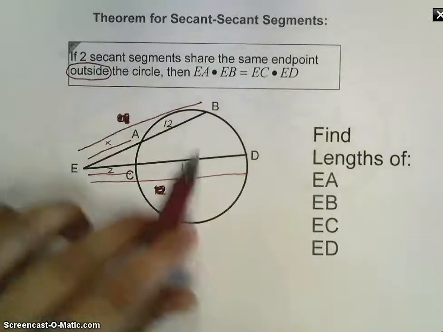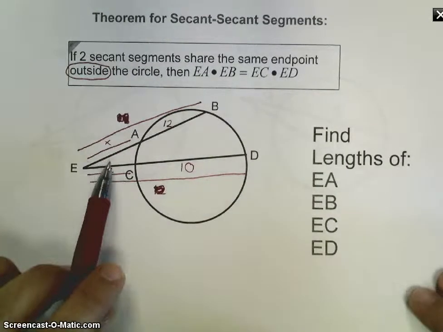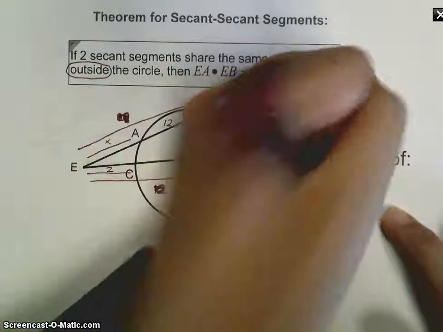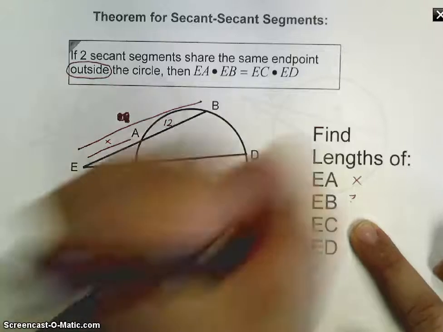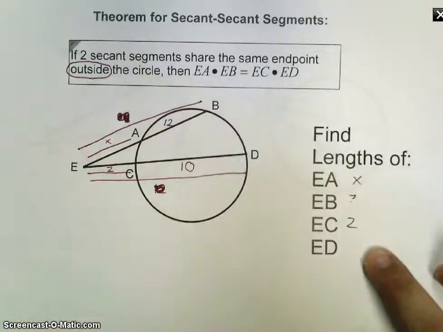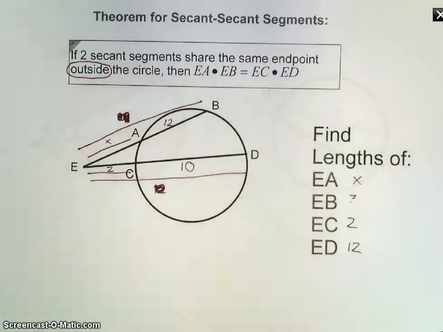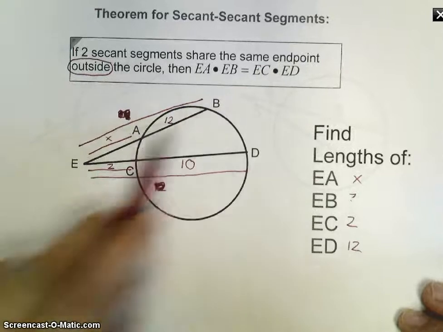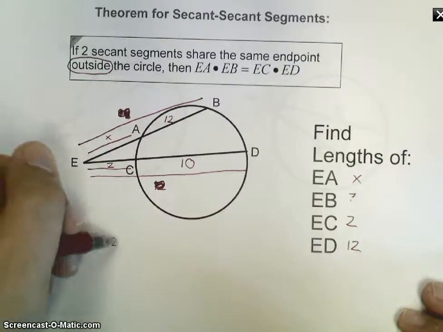Based on this theorem and the example that I have filled in here, I know that the length of EB, well, let's start with EA. EA length is x, we don't know it. EB is unknown at this time. EC, though, I have given you as 2, and ED I have now given you as 12. Notice that it's 12 here. So, it's going to be the outside segment times the entire segment. So x times x plus 12.